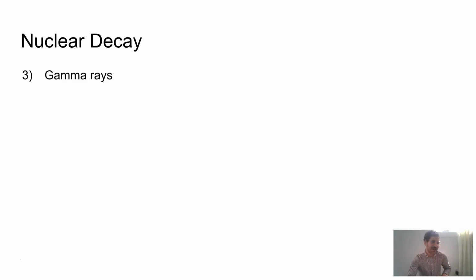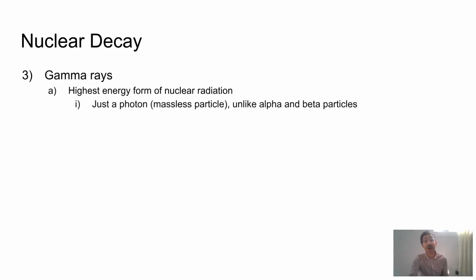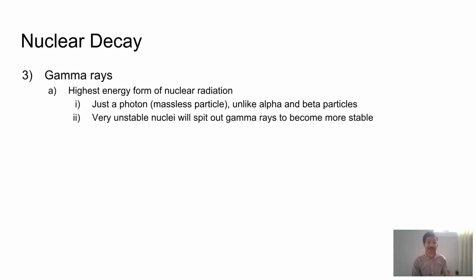Gamma rays. These are not as fun to write reactions for. They're the highest form of nuclear radiation, which is cool. It's just a photon, though, a massless particle. And so because of this, we're not going to write out fun reactions for it because we're not going to have changes in masses and dealing with protons.